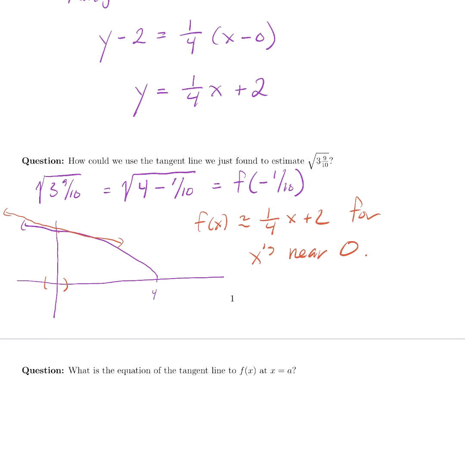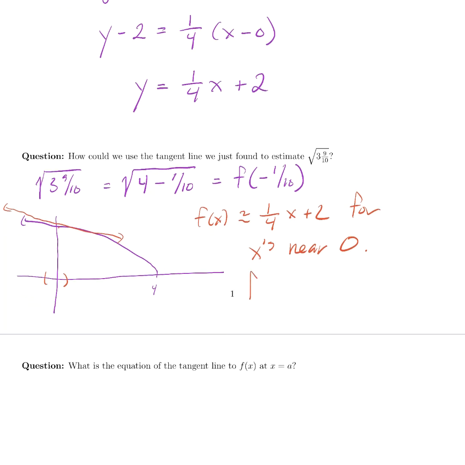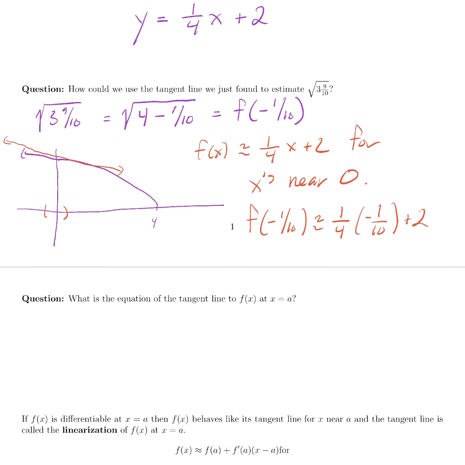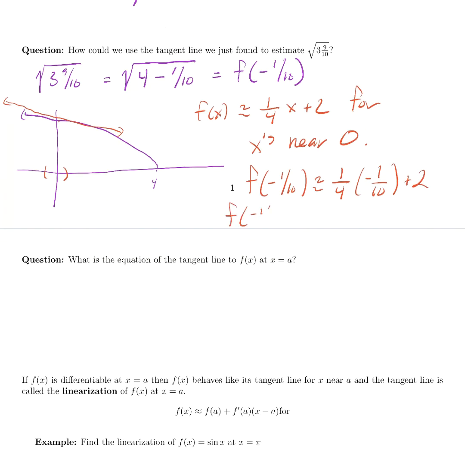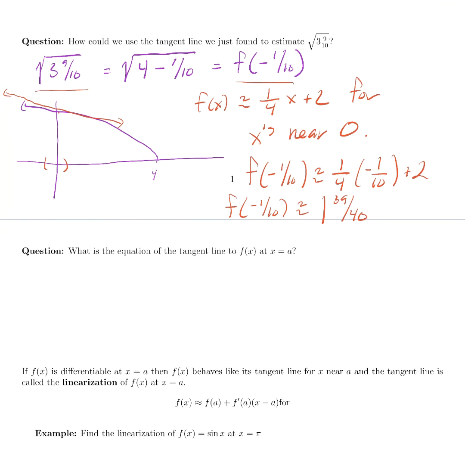We have an x here near 0. It's f of negative 1/10. So that would let us claim that f of negative 1/10 is approximately 1/4 times negative 1/10, using the tangent line, plus 2, or that f of negative 1/10 is approximately negative 1/40 plus 2, so 1 39/40. And f of negative 1/10 is just another way to write the square root of 3 9/10. So this is approximately the square root of 3 9/10.